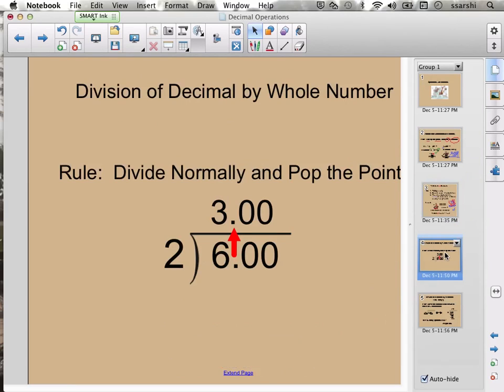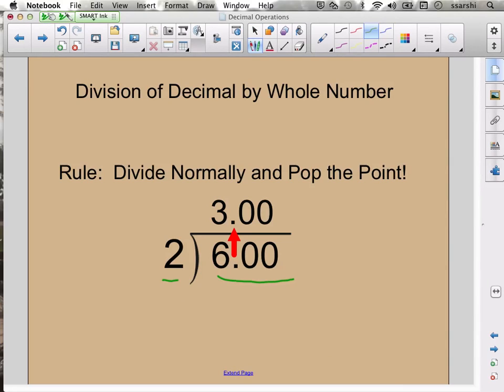In the case of division of a decimal by a whole number, you divide normally and pop the point. So in this case, our divisor is 2. Our dividend is 6.00. What you would do is just divide normally. 2 goes into 6 3 times. 3 times 2 is 6. You would subtract, get a 0, bring down your next 0. 2 goes into 0 0 times.